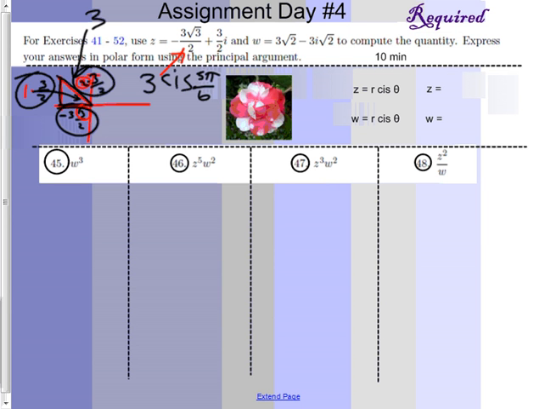Okay, so now I'm going to do what to it? I'm going to cube it. So I'm going to take 3 cis 5 pi over 6. Is there anything wrong with that yet? Oh, okay, you're right. I was doing 46 for you. I'm sorry. That's 46. So z is 3 cis 5 pi over 6.